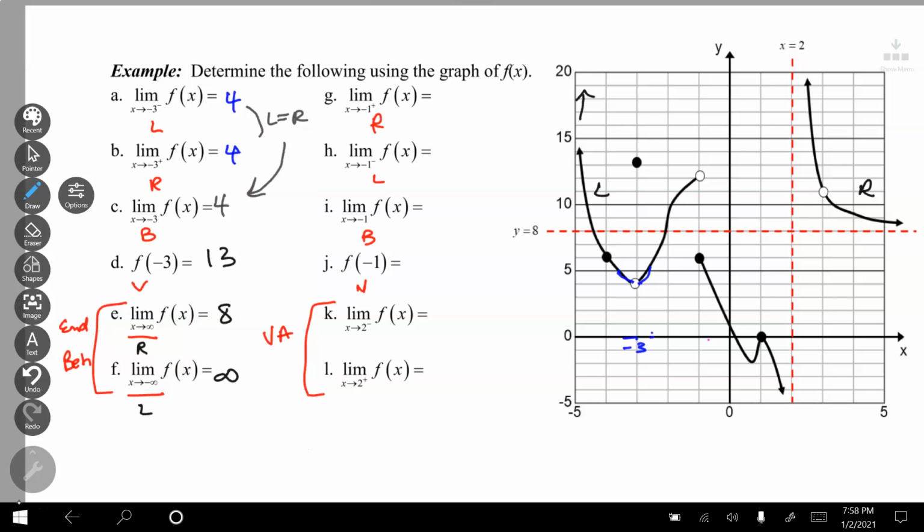Over here at negative 1, here's negative 1. I go to the left a little bit. I come here. I go from the left side. I stop here, and I stop here at 12.